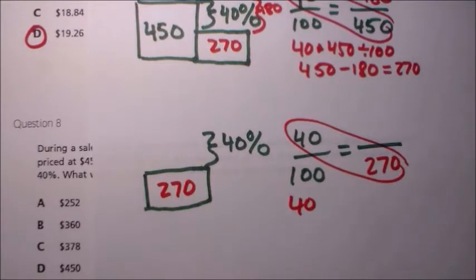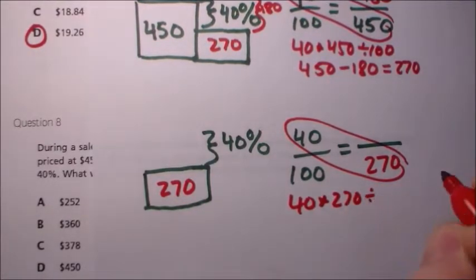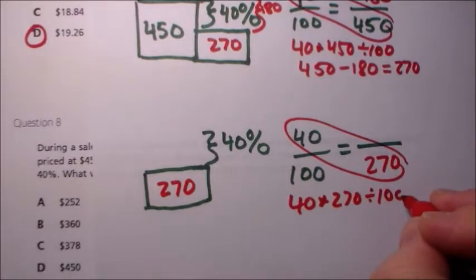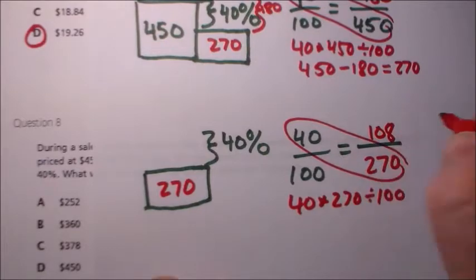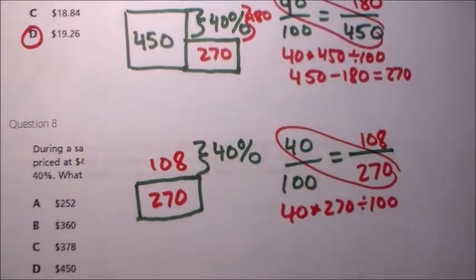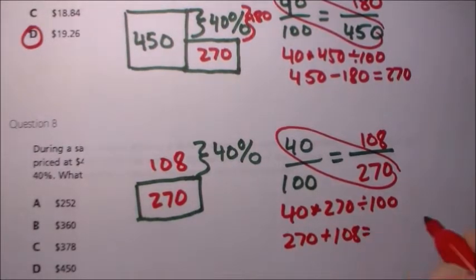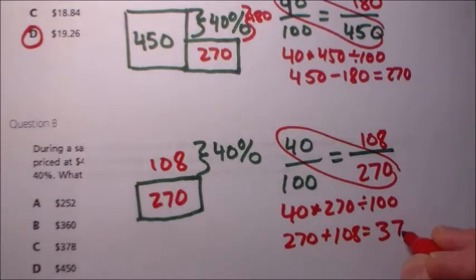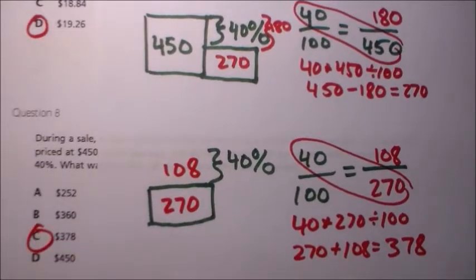Well, what is 40% of 270? Plug it into the proportions, do a little cross multiply. 40 times 270 divided by 100. What do you get? You get 108. You add that on top of 270. You get 270 plus 108. And, well, look at that. You get 378 as your final answer.